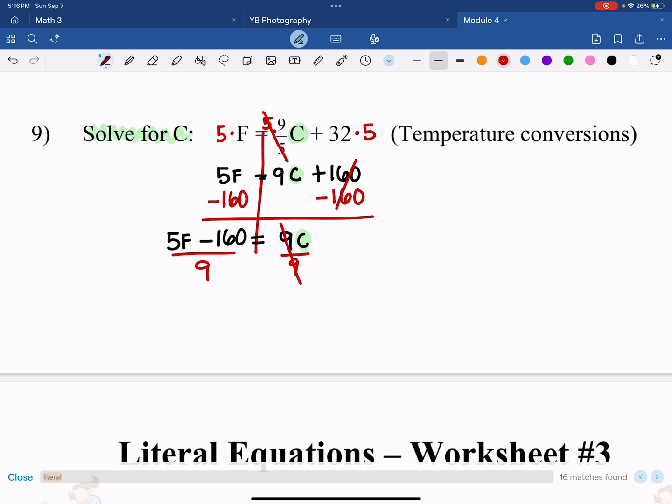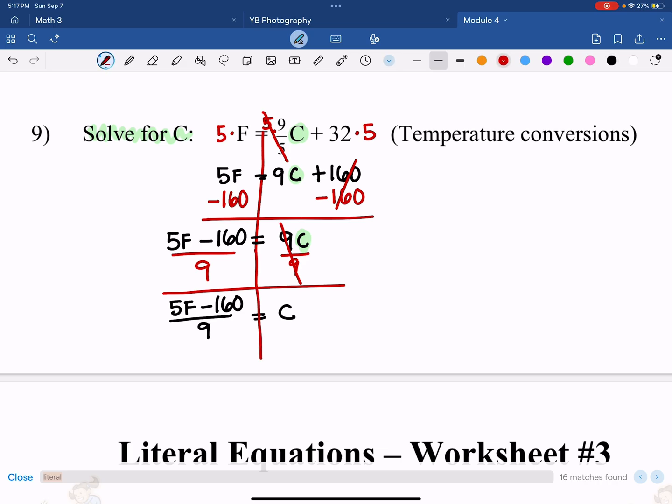Now, here's the interesting trick. I could theoretically simplify from here and divide the 5 by 9 and divide the 160 by 9. However, in both situations, that gives us a decimal. And like I said, we're going to learn how to simplify more tomorrow. So in our case, we would just leave this the same. We would have 5F minus 160 all over 9. And that equals C.